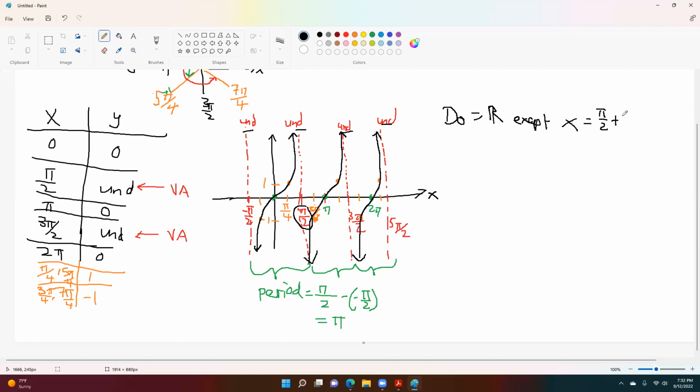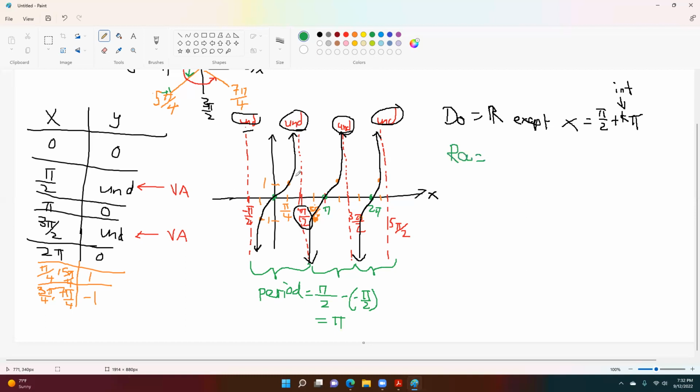And then we add k pi. So that means that k in this case is an integer. So this is your domain for your tangent graph here. It means any real numbers work except pi over 2, 3 pi over 2, 5 pi over 2, 7 pi over 2. Because if you take tangent of those numbers, you will get undefined cases. So that is the domain.